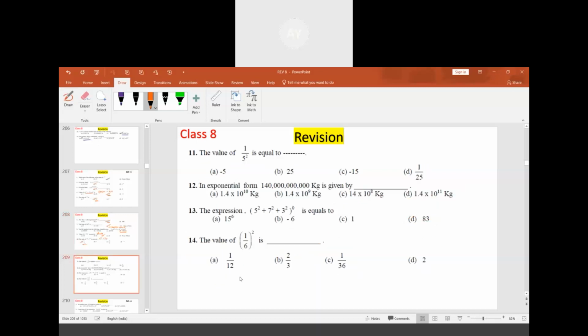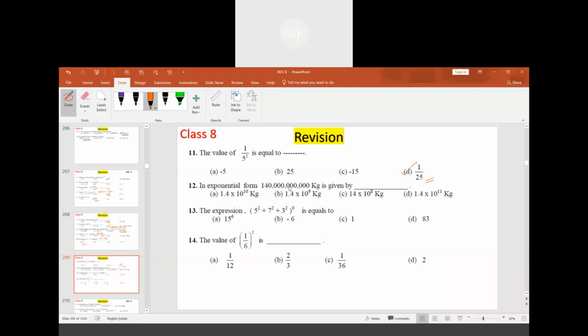Very good. The value of 1 by 5 square is 1 by 25, option D. Now the standard form of this: 1.4 into 10 to the power of 11, option D.